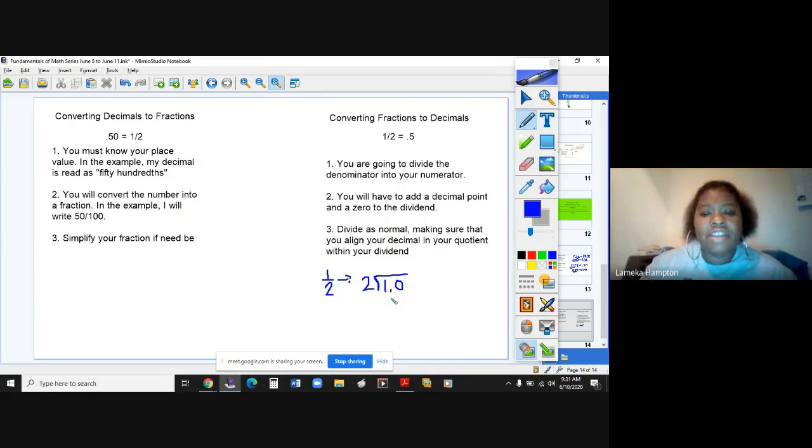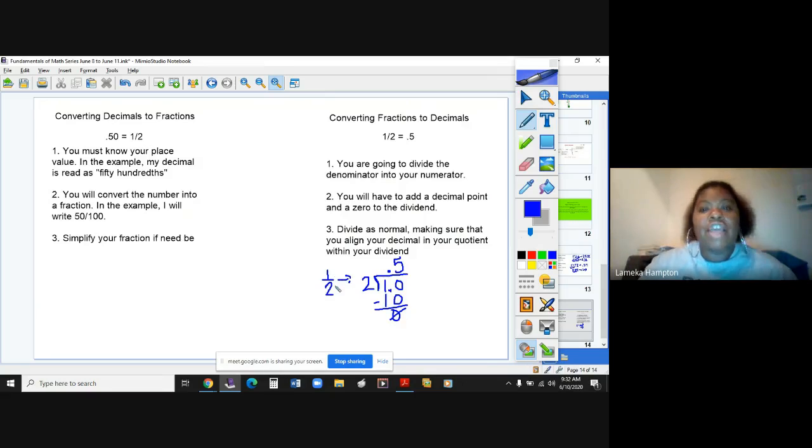Okay, now that I've done that, I can now divide as normal. So I'm looking at this as 2 divided by 1.0, or I can look at this like 2 divided by 10, which would give me 5. Now this is step 3. Wherever my decimal is in my dividend, I have to make sure that it's in the same place or it's aligned with the decimal in my quotient or my answer. So when I do that, I'm just simply going to divide like I normally do. And that is it.